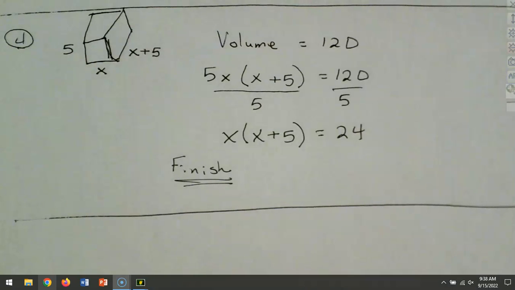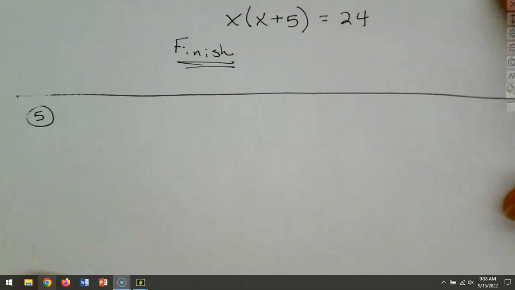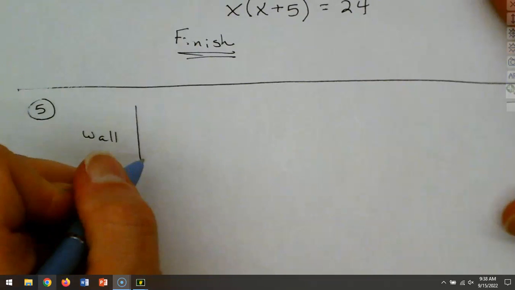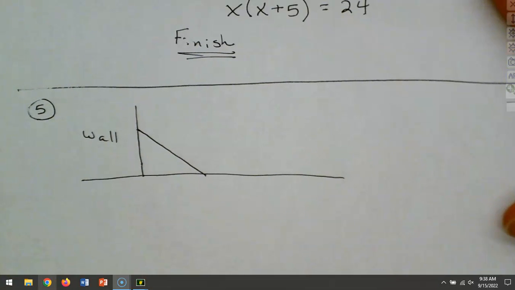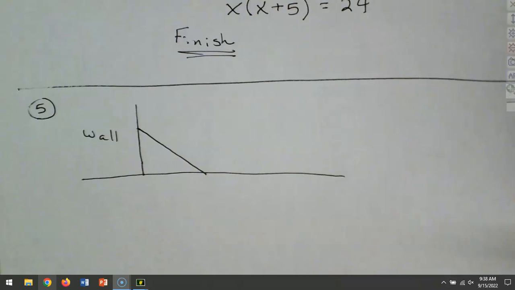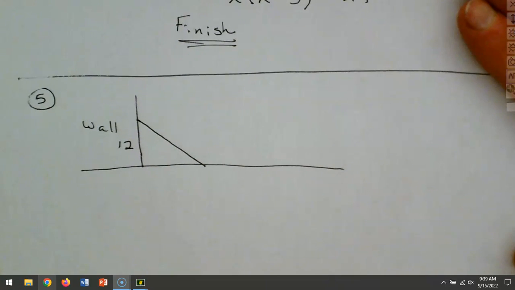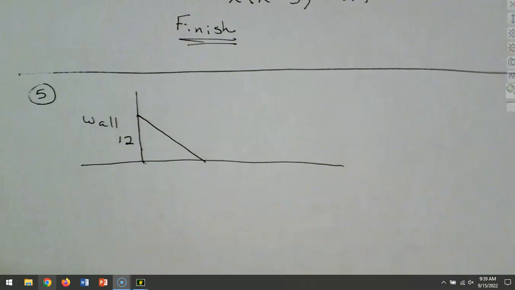So let's try to draw a picture here and try to understand what we've got. I've got a wall here. This is my wall. And I've got a ladder that's on the wall. So it's against the wall. Maybe I'm going to work on the side of a house, but this ladder is resting against the side of the wall. And we know that the top of the ladder touches the wall at a height of 12 feet. So that's going to be 12 feet there. So it's 12 feet from the ground to where it touches the wall, vertically.